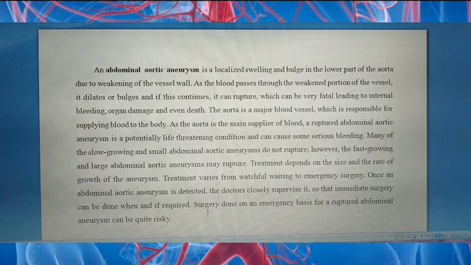Treatment depends on the size and the rate of the growth of the aneurysm. Treatment varies from watchful waiting to emergency surgery. Once an abdominal aortic aneurysm is detected, the doctors closely supervise it so that emergency surgery can be done when and if required. Surgery done on an emergency basis for a ruptured abdominal aneurysm can be quite risky.